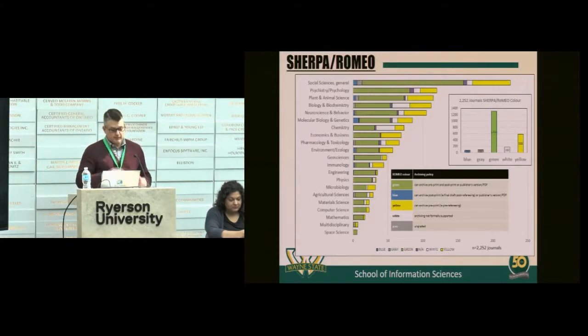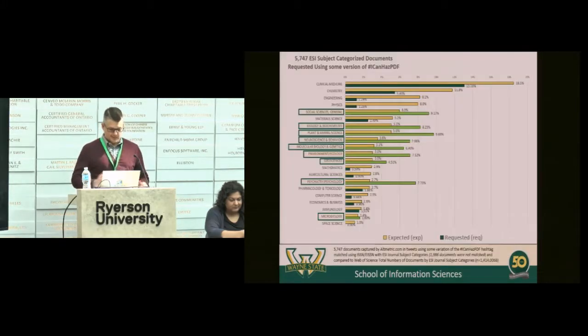But then I broke it down into subject areas, and you see that social sciences is at the top, and this is mimicking what everyone's saying about tweeting about science. And then psychiatry, psychology, plant and animal science, etc. Excuse me, the sun is, I can't read my slides now.